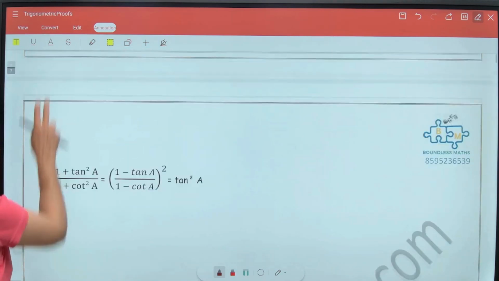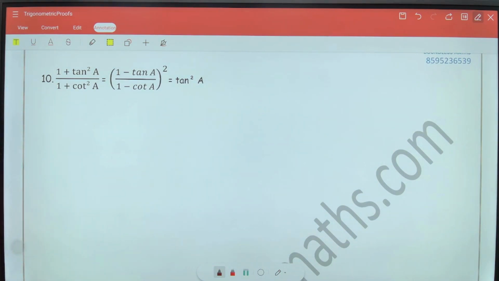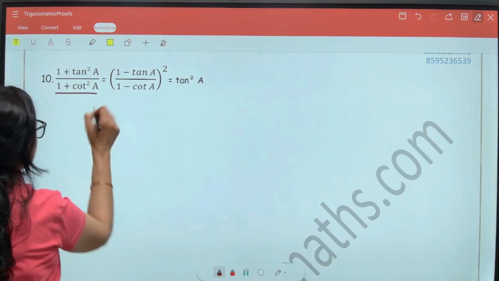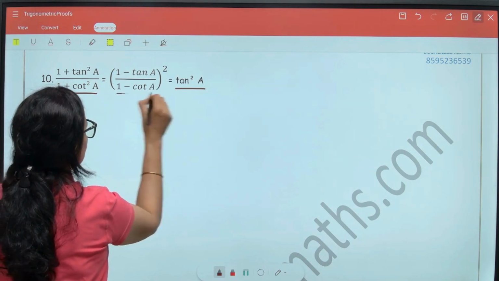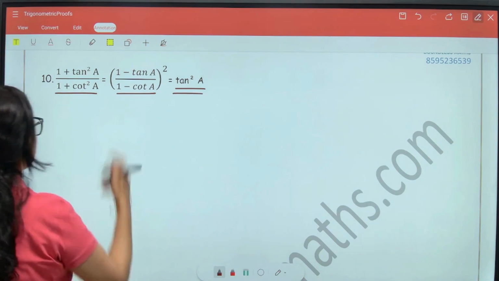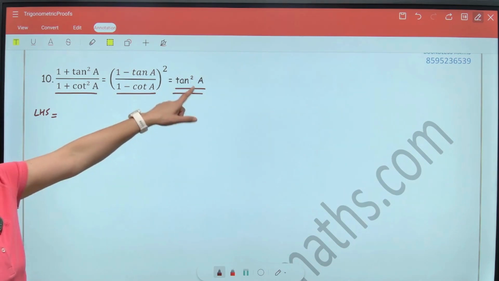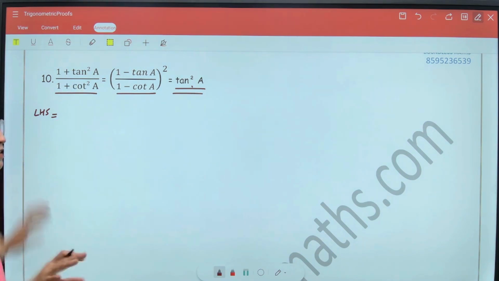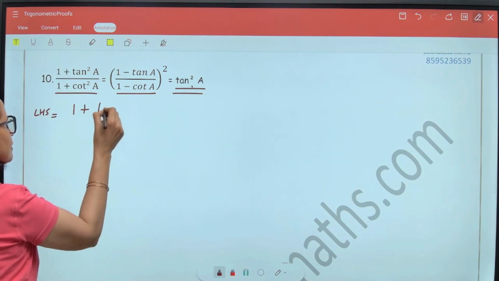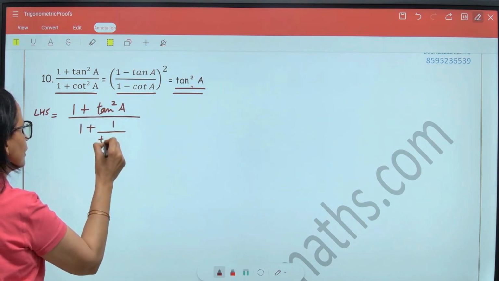So coming to the last question of this exercise, this is the last question and it has 3 expressions to be proved to be equal, right? So we can first prove that this is equal to this and then the second and third expression, they are also equal, right? So let's start with the first left hand side. 1 plus tan². Now because we have tan²A on the right side, so we can retain tan²A here and only convert cot to tan and then simplify.